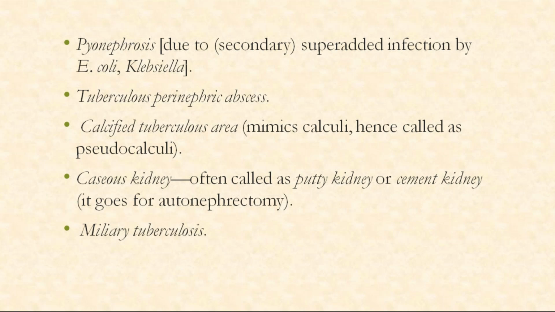Once it is not treated, caseation takes place in the kidney, so that is called caseous kidney. These are the varieties of tuberculosis of the kidney. The caseous kidney is often called putty kidney or cement kidney. Automatically it may autolyse. Later, ultimately, it may produce miliary tuberculosis. So many particles may develop in the kidney itself. That is called renal tuberculosis. These are all clinical varieties.